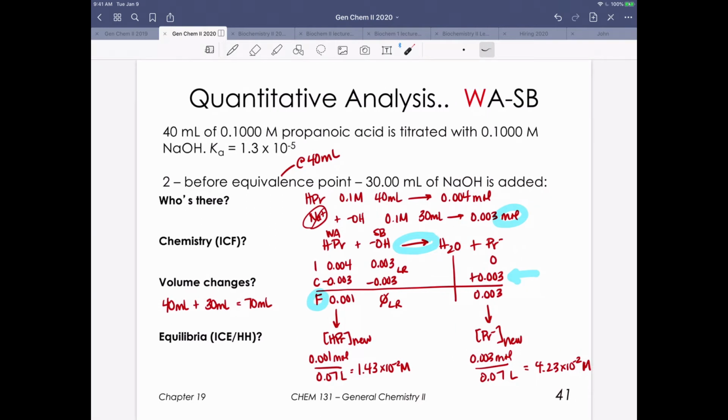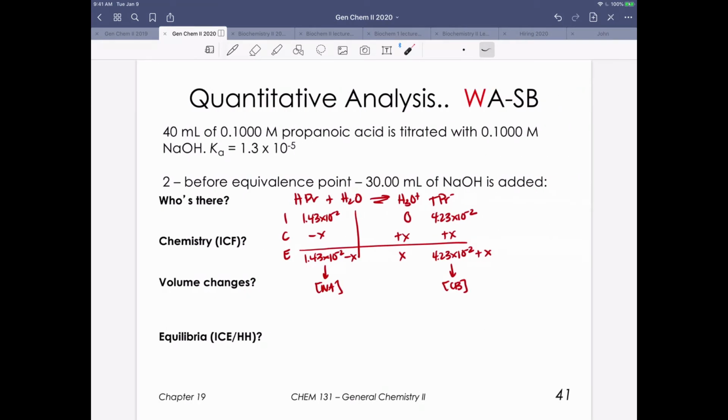So first, let's go ahead and calculate what those concentrations are. Again, dividing by the total volume that we have, we get new concentrations of our weak acid and our conjugate base. Now again, I gave you a hint that you could use these either in an ICE table, or because we know we have a weak acid and its conjugate base, we could use the Henderson-Hasselbalch equation. So first, let's look at an ICE table.